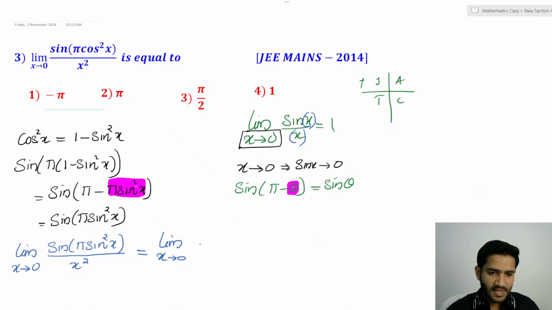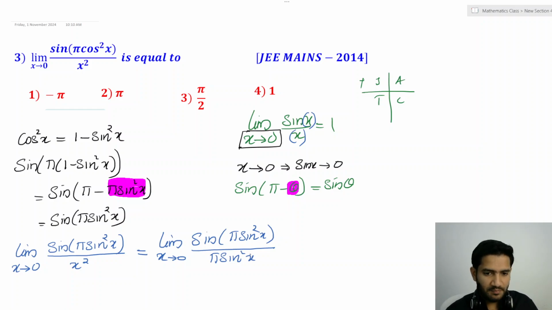So sine x by x, but here it is not x. Instead of x we have pi sine square x. So we want to divide by the same term, pi sine square x. It is not there in the question, so we want to multiply and divide by pi sine square x. But here we want to write an x square, which is there in the question.